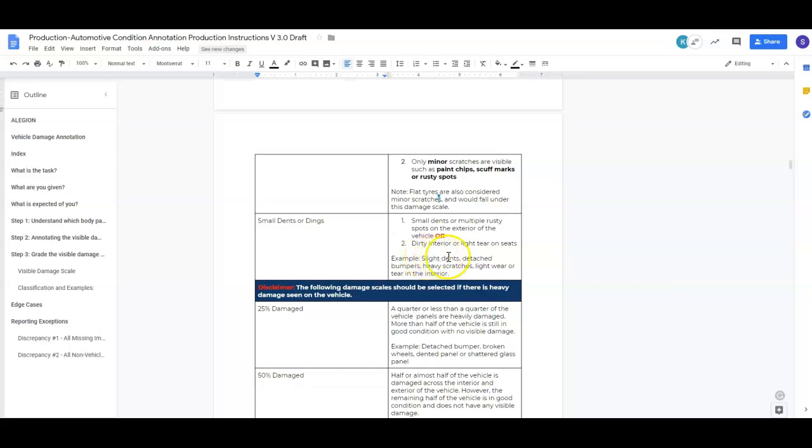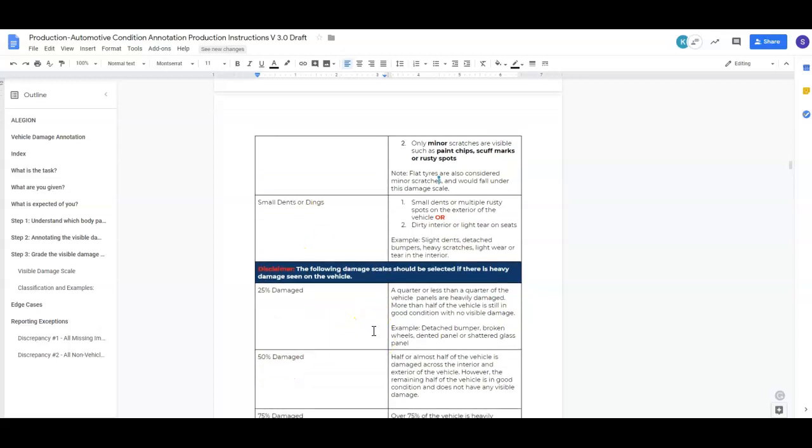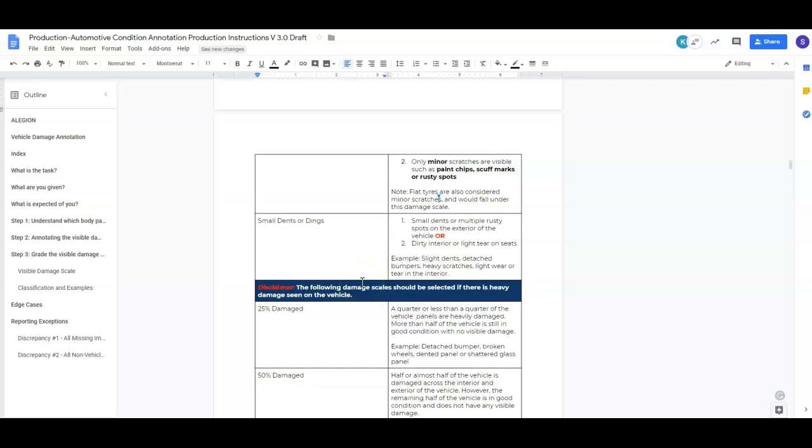Okay, if you have a bumper that is perfectly fine, just that it's detached from the vehicle, that would be under slight dents and dings also. Of course, if the bumper is detached and destroyed completely, you will rate accordingly. So now, if you realize, until now I've not said anything about heavy damages.